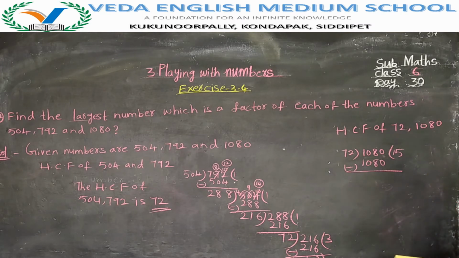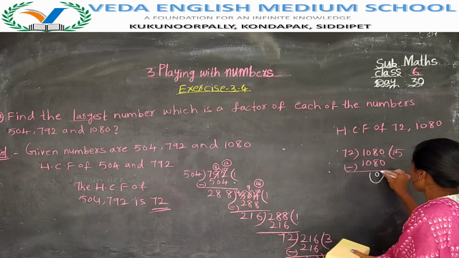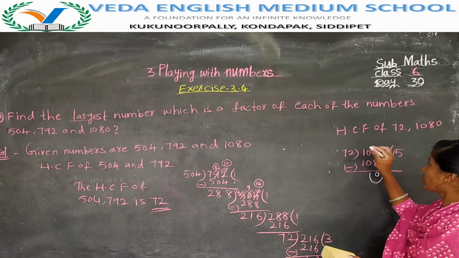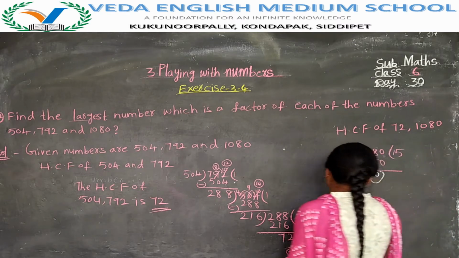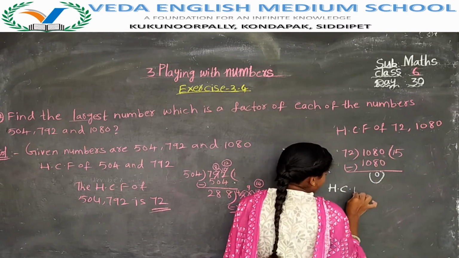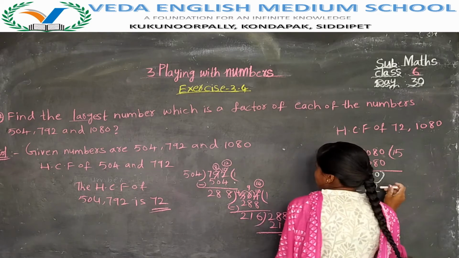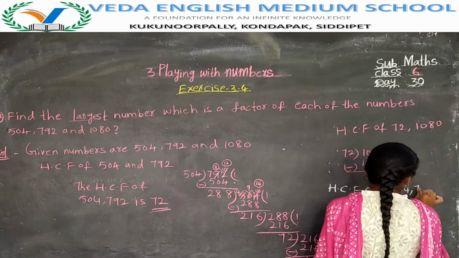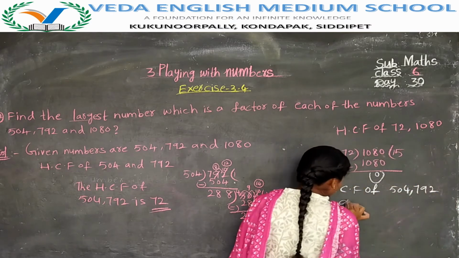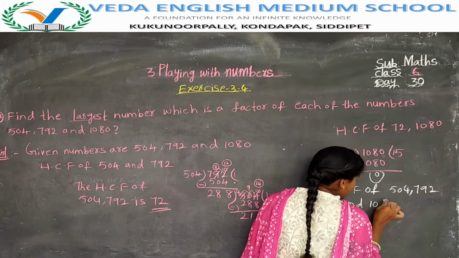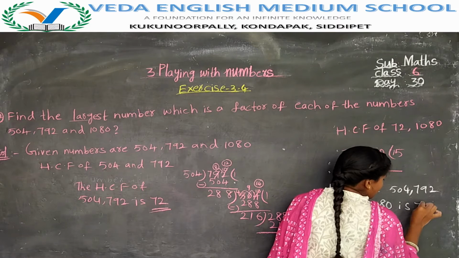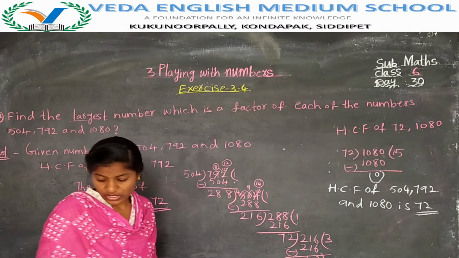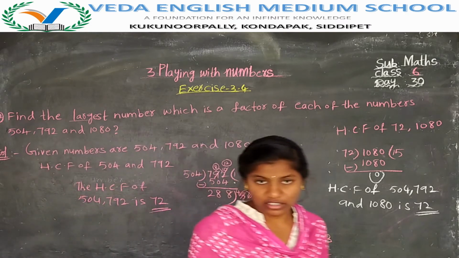So finally you have to write here: the HCF of 504, 792 and 1080 is 72. Here also the last divisor is 72 only. So that is the HCF. The second problem is completed. Next, the third problem.